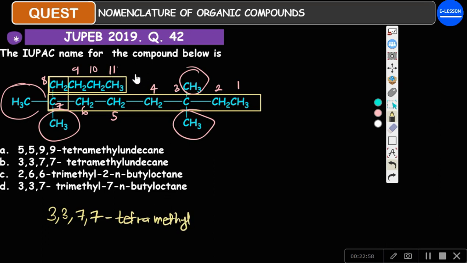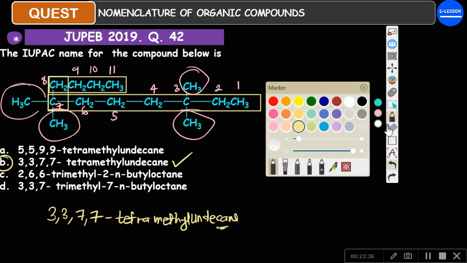Now, why is it undecane? Because the alkane has 11 carbons, and we said the member of the homologous series that has 11 carbons for alkane, you call it undecane. Then if it has 12, you call it dodecane. If it has 10, you call it decane. So this one, you say this is tetramethyl undecane. All right, tetramethyl undecane, and that makes option B the correct answer to this question. 3377 tetramethyl undecane. Now, that is that. All right, so that is the correct answer to this question.